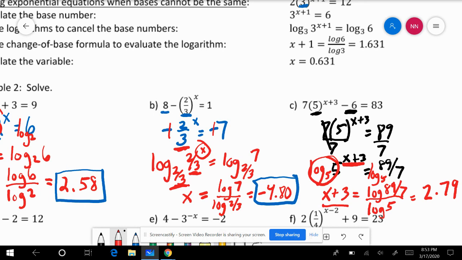But we're not done yet because this is what x plus 3 equals. It's not what x equals. So our last step is we have to isolate the variable. So we're subtracting the 3. And that right there gives us a final answer of negative 0.21.